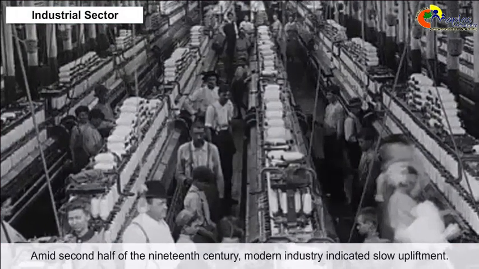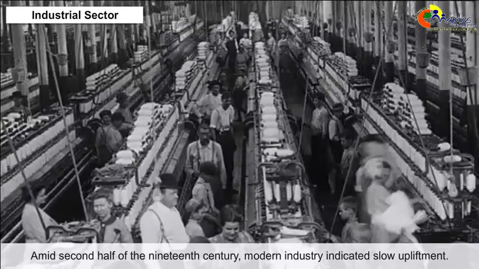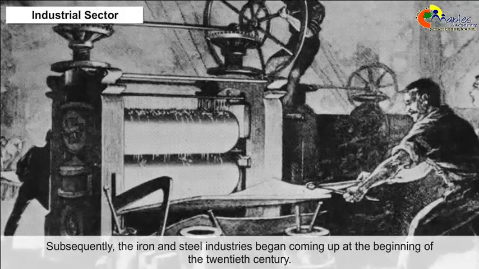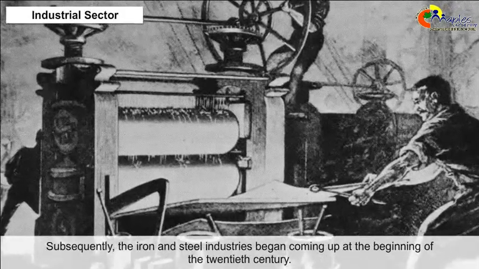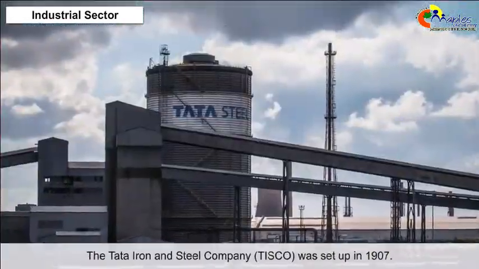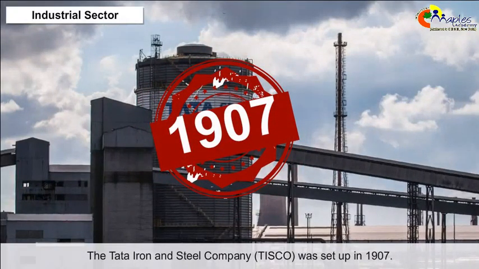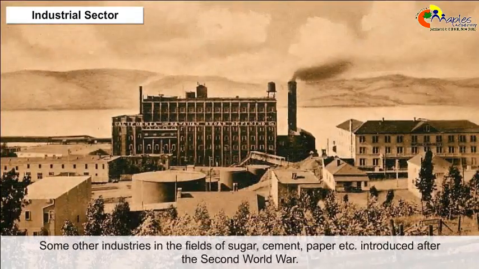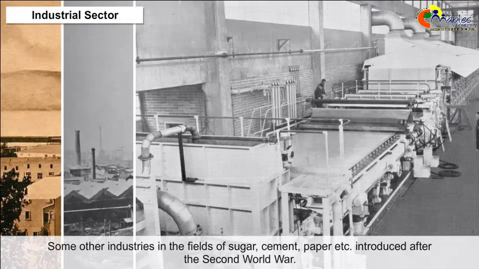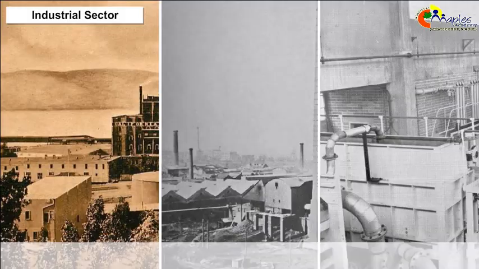Amid the second half of the 19th century, modern industry indicated slow upliftment. Subsequently, the iron and steel industries began coming up at the beginning of the 20th century. The Tata Iron and Steel Company, TISCO, was set up in 1907. Some other industries in the fields of sugar, cement, paper, etc., were introduced after the Second World War.